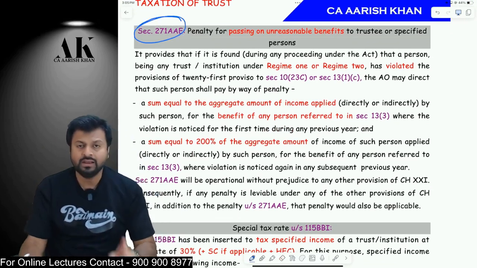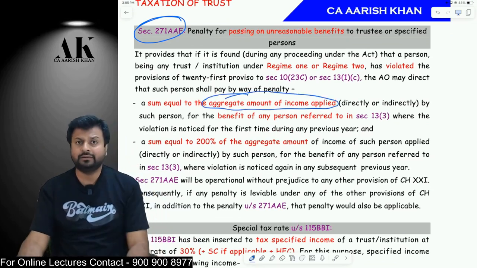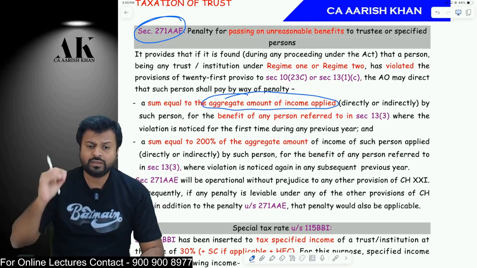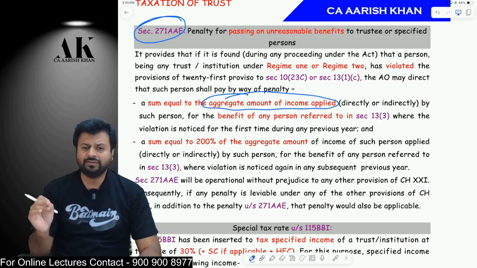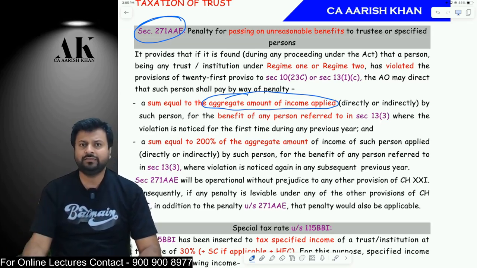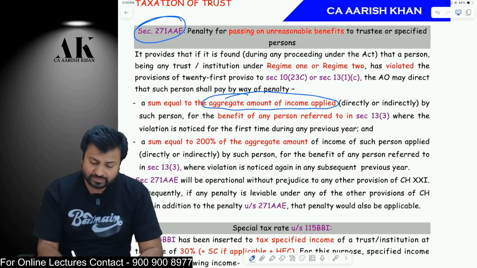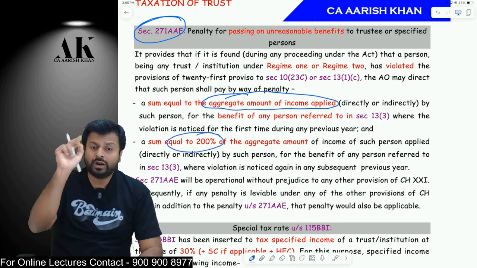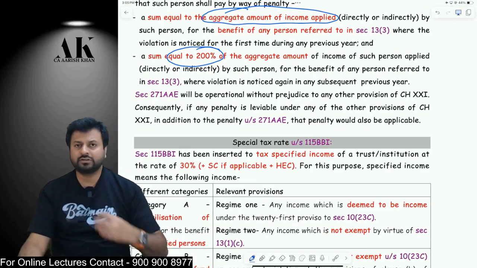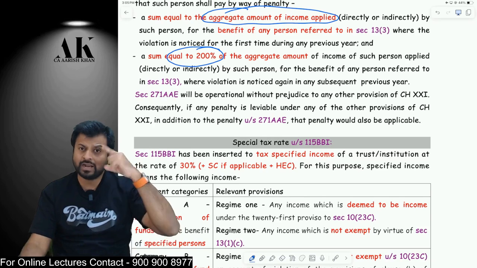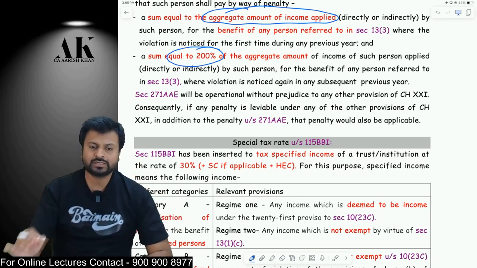How much penalty? The first time they provide the benefit, the penalty is equivalent to the amount applied. So whatever benefit I'm giving, if I'm giving it to the specified person for the first time in the life of the trust, then the amount of benefit given will be the penalty imposed on the trust. What about subsequent times? If I give the benefit a subsequent time, then 200% of the amount I'm giving will be imposed as penalty. Suppose the first time I'm giving a benefit of 1 lakh, then the penalty is 1 lakh. Next time I'm giving a benefit of 1 lakh, the penalty is 2 lakh rupees. I hope it is clear to all of you.